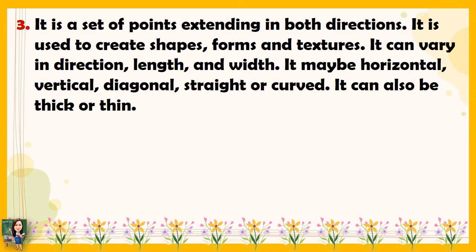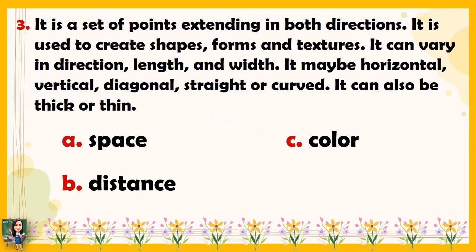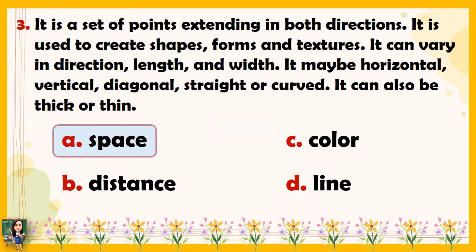Number 3. It is a set of points extending in both directions. It is used to create shapes, forms, and textures. It can vary in direction, length, and width. It may be horizontal, vertical, diagonal, straight, or curved. It can also be thick or thin. A. Space. B. Distance. C. Color. D. Line. What is the correct answer? Very good. The correct answer is letter A.